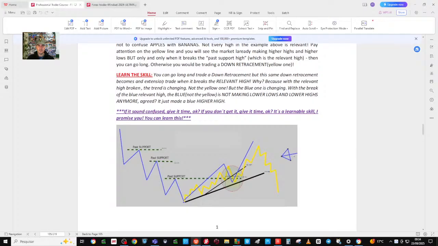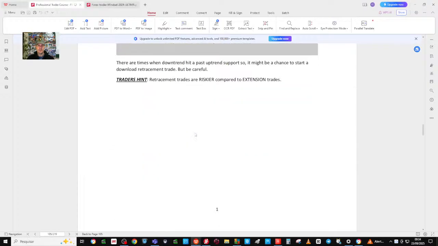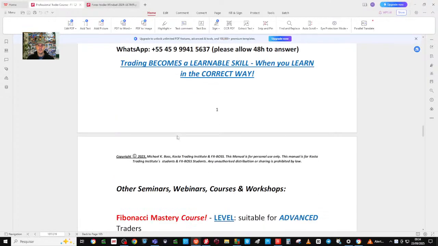This picture is nice. If you learn the skill, you can go long and trade a down retracement, but this same down retracement becomes an extension trade when it breaks the relevant high. Why? Because with the relevant high broken, the trend is changing. Not the yellow one, but the blue one is changing. With the break of the blue relevant high, it's not making lower lows nor lower highs anymore. It just made a higher high, and next level.